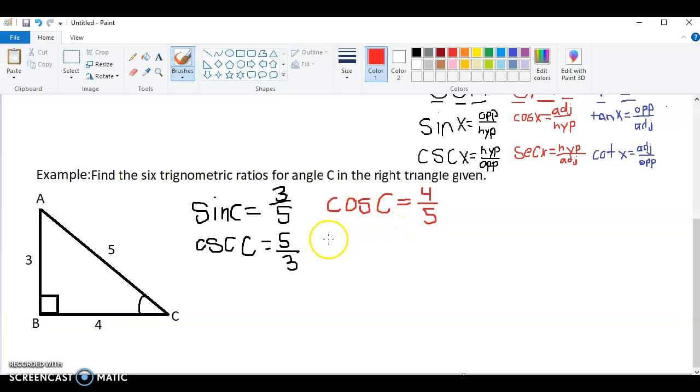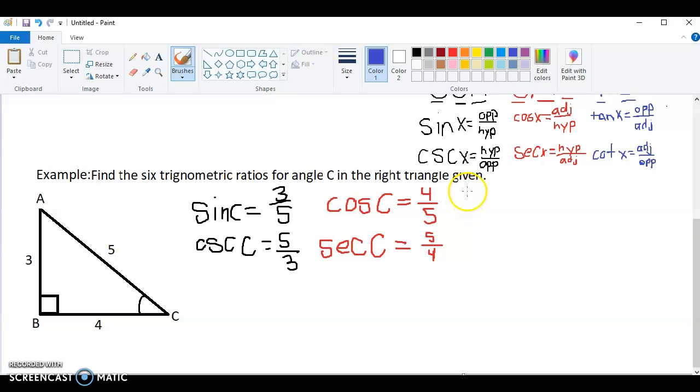And then secant is the reciprocal of cosine. So secant of C equals hypotenuse, which is 5, over adjacent 4. So 5 over 4 is the secant of C.